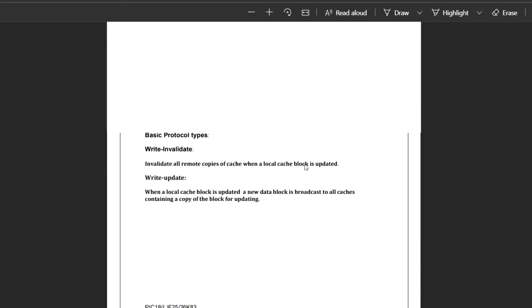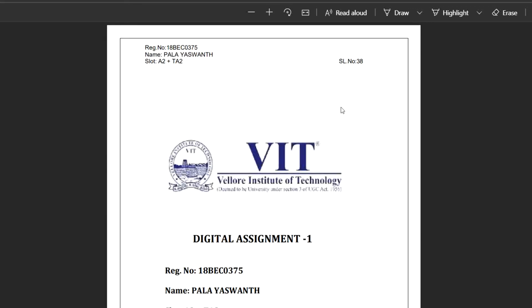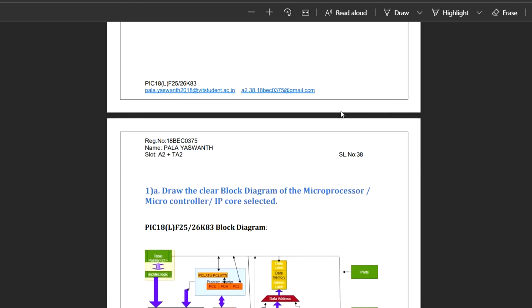Most of the data are collected from the data sheet which is provided by the Microchip vendor itself. This is all about the PIC18F26K83 microcontroller manufactured by Microchip. So I've answered the questions discussed in digital assignment 1.